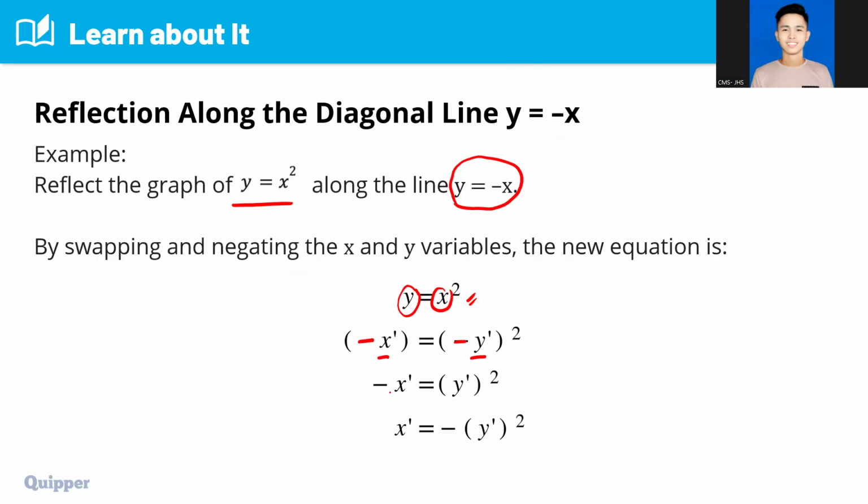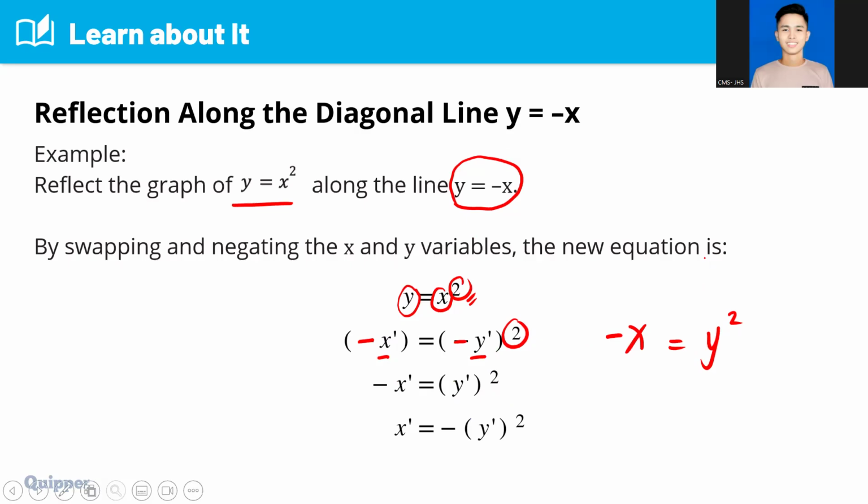So negative x is still negative x. On the right side, we have negative y squared, because originally there's an exponent 2 there, right? So what is negative y squared? Negative y squared is positive y squared. So it will become negative x equals y squared. Again, in this case, we need to look for the new equation. So what will be the new equation?